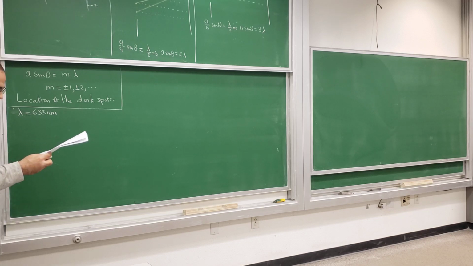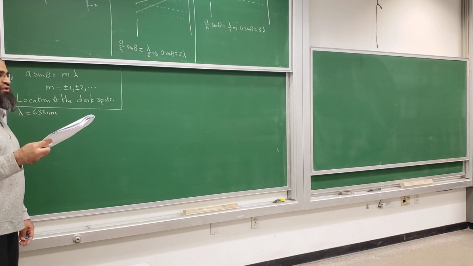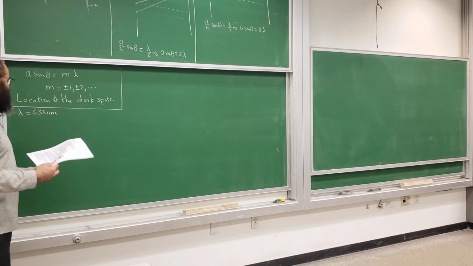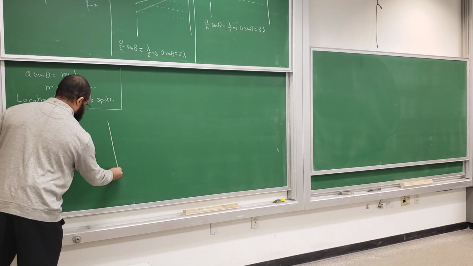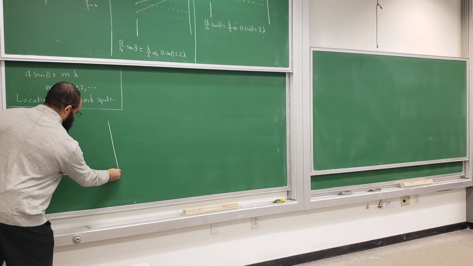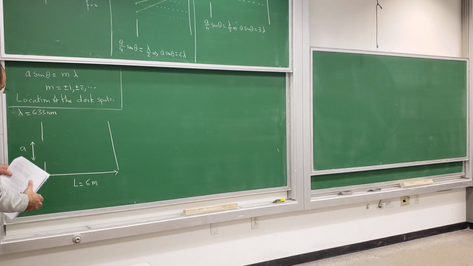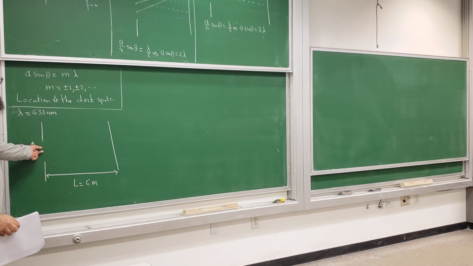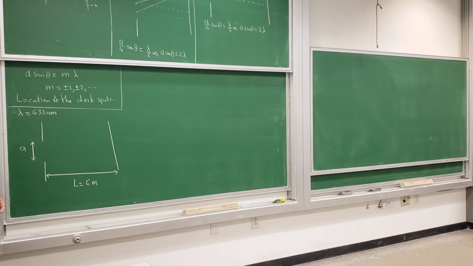So you pass a 633 nanometer laser through a narrow slit and observe a diffraction pattern on a screen 6 meters away. So here's the slit. The slit width is a, and we observe on a screen that is 6 meters away. So L is equal to 6 meters, right? Again, the slit is a fraction of a millimeter, and the screen is 6 meters away, so it's very far away. So the angles would be very small, so all the approximations we mentioned are still good.